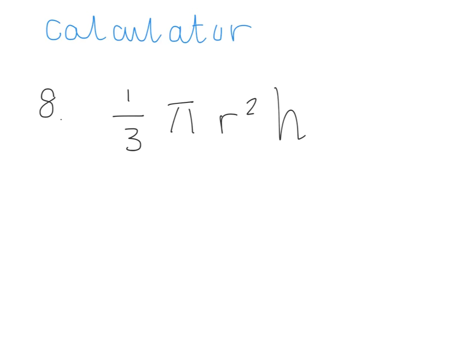Moving on to the calculator side, question 8. There's a few steps to this using the volume of a cone, 1/3 pi r squared h. You firstly want to work out the volume of the larger cone, imagining that there's not a bit missing on the top, and then the smaller cone on top, and take them away from each other.